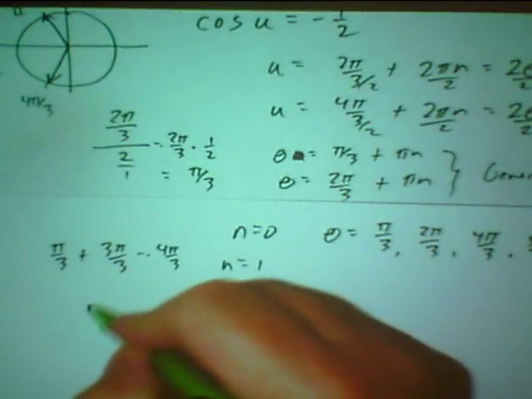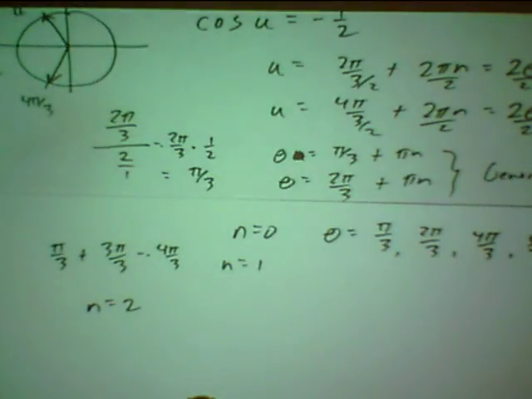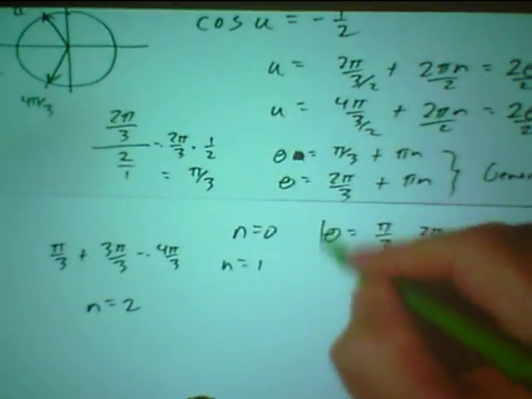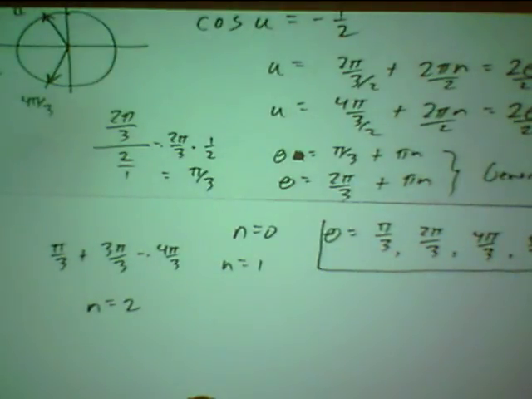Now if I keep going and set n equal to 2, hopefully right away you see that I've got pi over 3 plus 2 pi, which is obviously going to be larger than 2 pi, and the same thing happens with the second equation. But now, it turns out, I end up having 4 solutions.